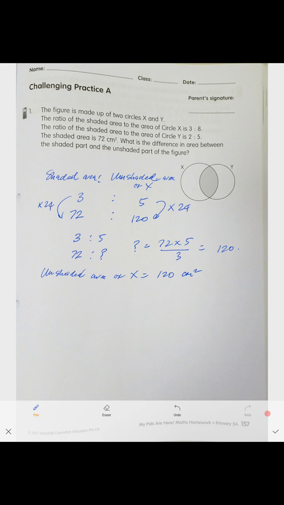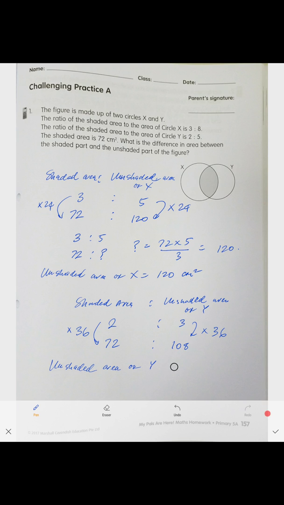We do totally the same thing with the small circle, right? So you have your shaded area to unshaded area of y. So if this one is 2 to 5, this one should be 3 to 5, right? In this small circle, and this is what we write, 2 to 3. This is our ratio, 2 to 3. If 2 is 72, we know that we need to multiply now by 36, right? We need to multiply this side by 36 too, so that's gonna be 108. Okay, this is your answer. Unshaded area of y is equal to 108 square centimeters. All right, and that's it.